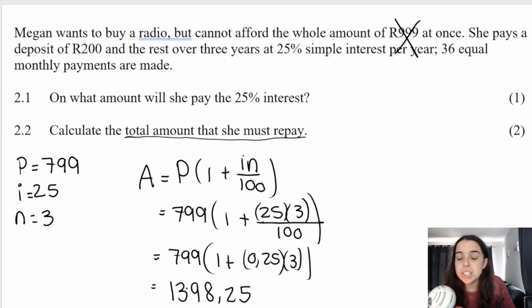And we get 1,398.25 Rand. That is the total amount that she must now repay. That's excluding the 200, so that's besides the 200. Based off of the starting amount, 799 Rand, that amount grew because of the interest on it. And now she's going to have to pay back 1,398.25 Rand. So that is your final answer there.